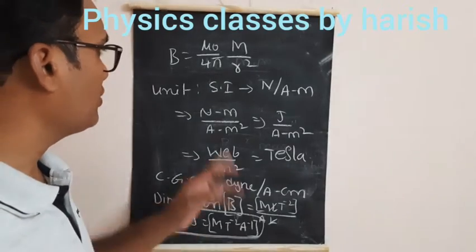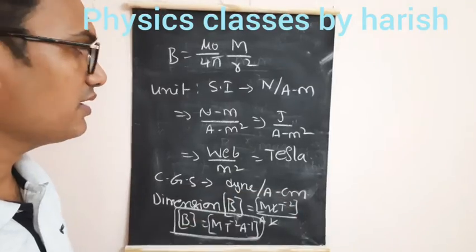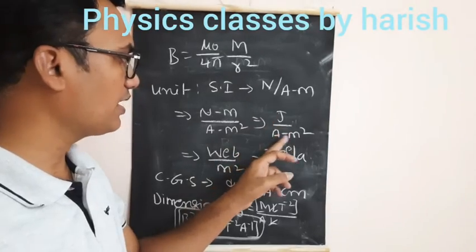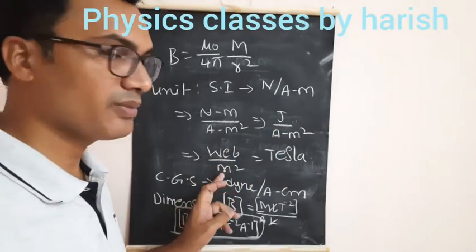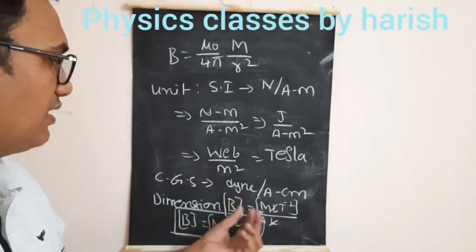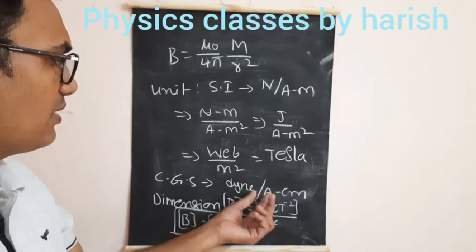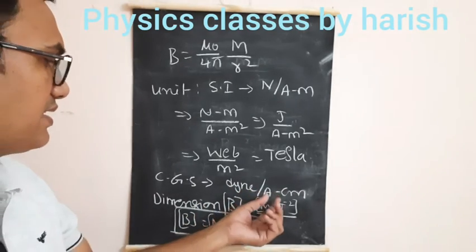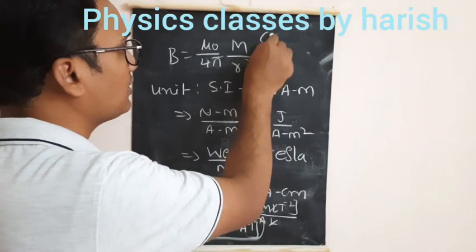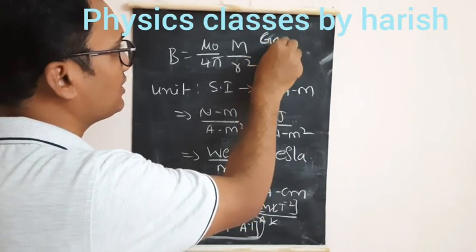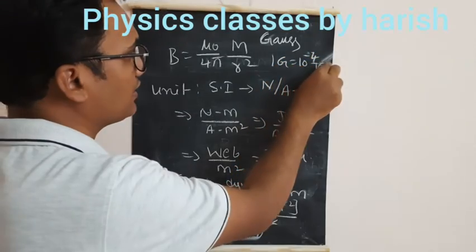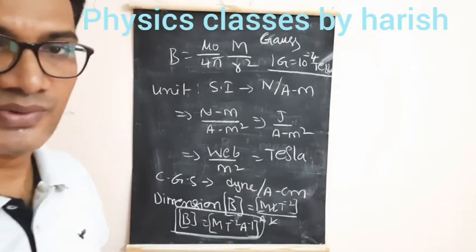Once again, the unit of magnetic field is Newton per ampere meter. Multiply and divide with the meter. So Newton meter divided by ampere meter square, it is joule per ampere meter square. This is also known as Weber per meter square, and Weber per meter square is Tesla. This is the SI unit of magnetic field. Coming to the CGS unit, it is dyne per ampere centimeter, and the CGS unit of magnetic field is Gauss. 1 Gauss is equal to 10 power minus 4 Tesla.